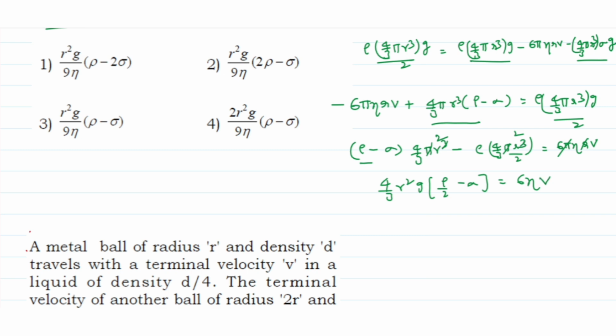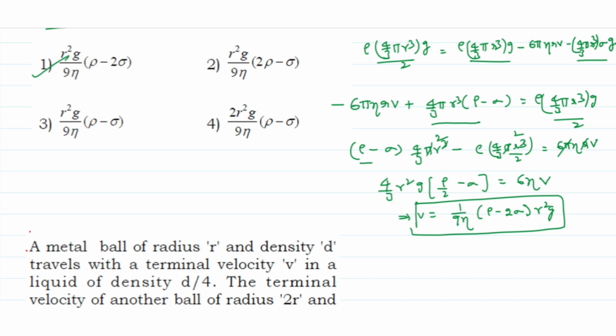Then the terminal velocity they are asking for, by solving this, v equals 1 by 9 eta into r square g into (rho minus 2 sigma). So this is the velocity formula.